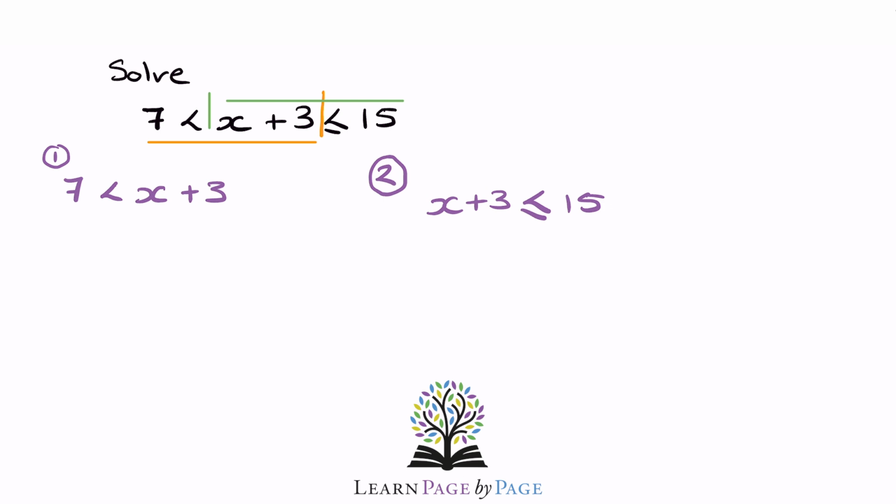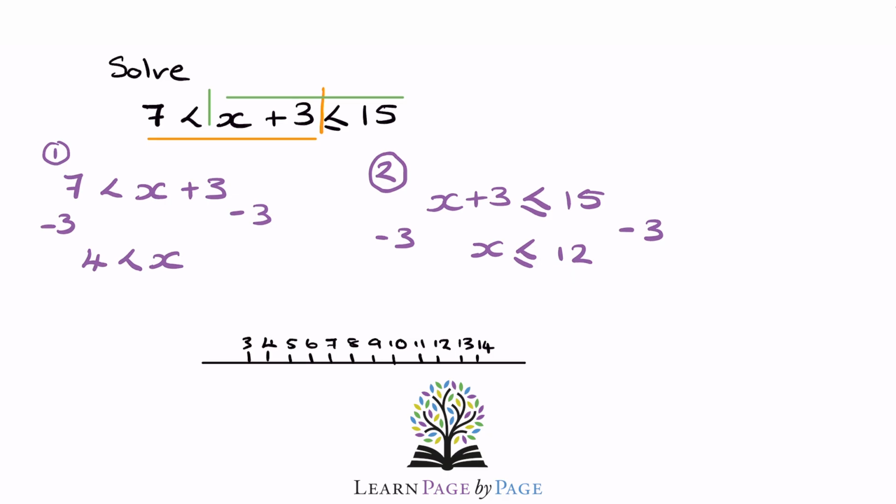So the first one, x is positive, so we're just going to subtract that 3 from both sides, and we end up with 4 less than x. And then the other one, just going to move +3, so we subtract that from both sides, and we end up with x is less than or equal to 12. We need a number line with values from +4 to 12. There we are, I've done 3 to 14.